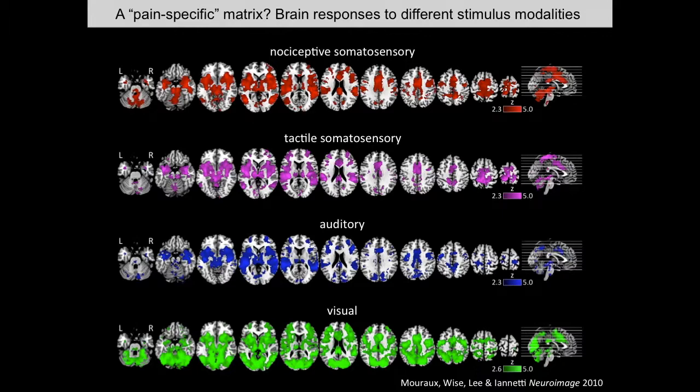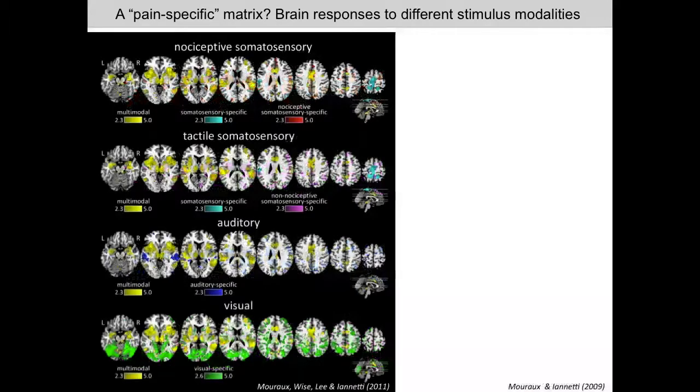If we do a simple conjunction analysis, and we put in yellow the areas which are commonly activated, then you see that most of what we get is kind of shared across modalities. So basically you can get the same type of pattern, roughly, when there is no pain.